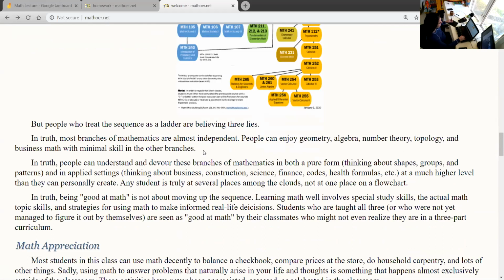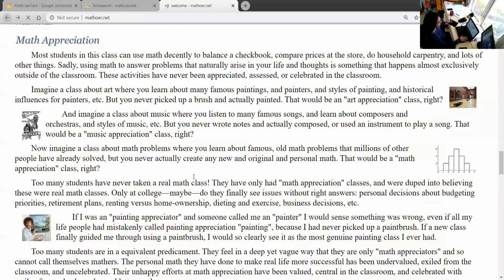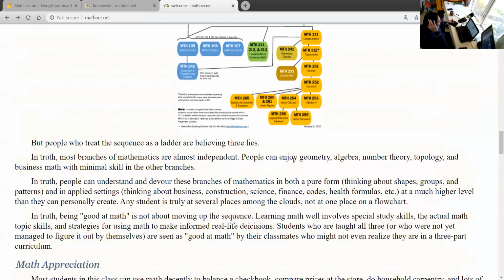You have all sorts of different branches of mathematics that don't really connect to each other, and you can enjoy some of those without having any skill at the others. So the fact that people haven't shown you some of what these things are is very strange. That would be like having all your language be about novels and nothing about essays or poems.